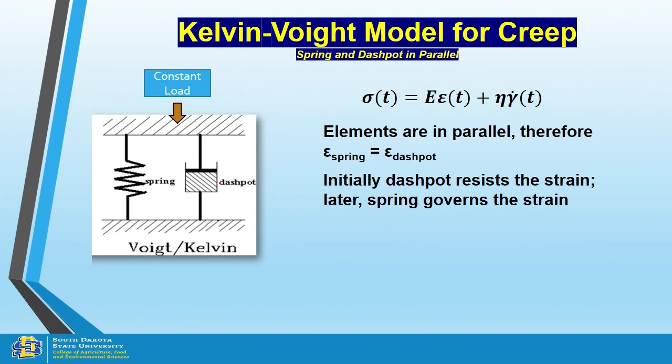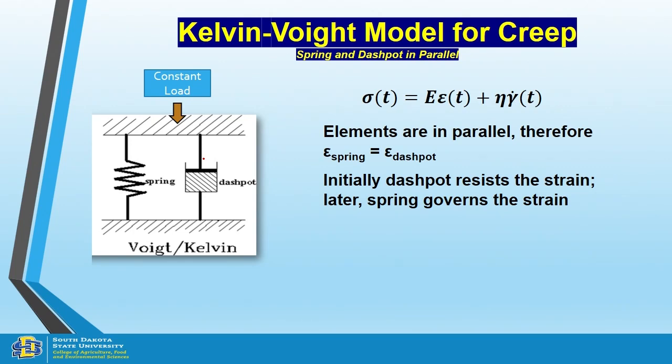Dashpot will say, no, I don't know, I cannot go back. I have to keep going down. And that's what happens when they are in parallel. Follow me? Because that is a typical behavior of the dashpot. When you are forcing it, it will keep going. It will not come back.